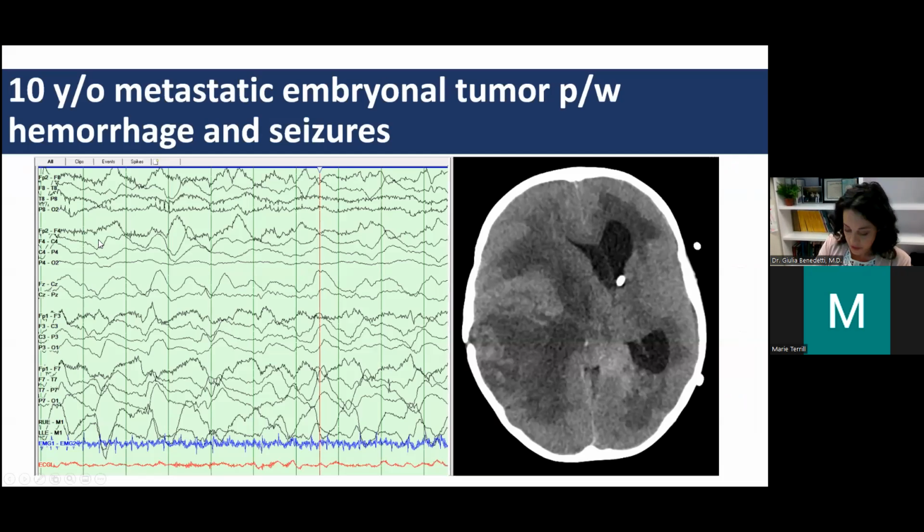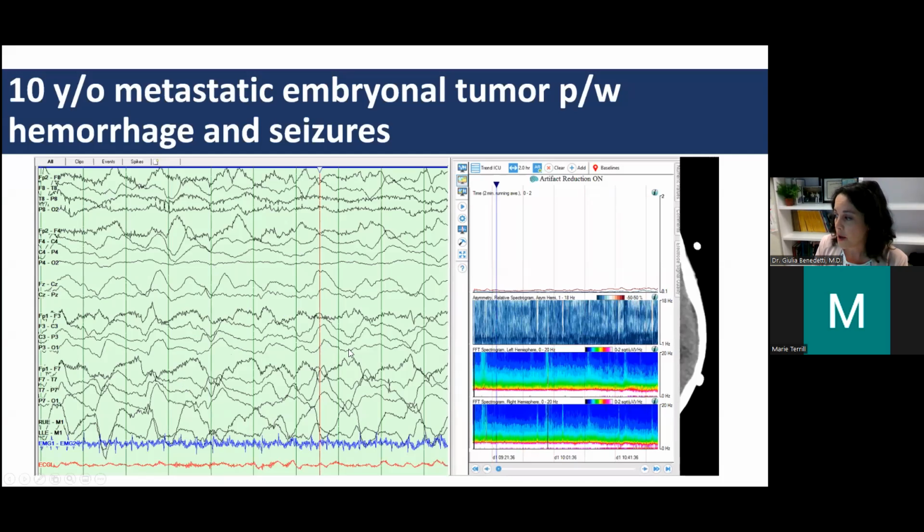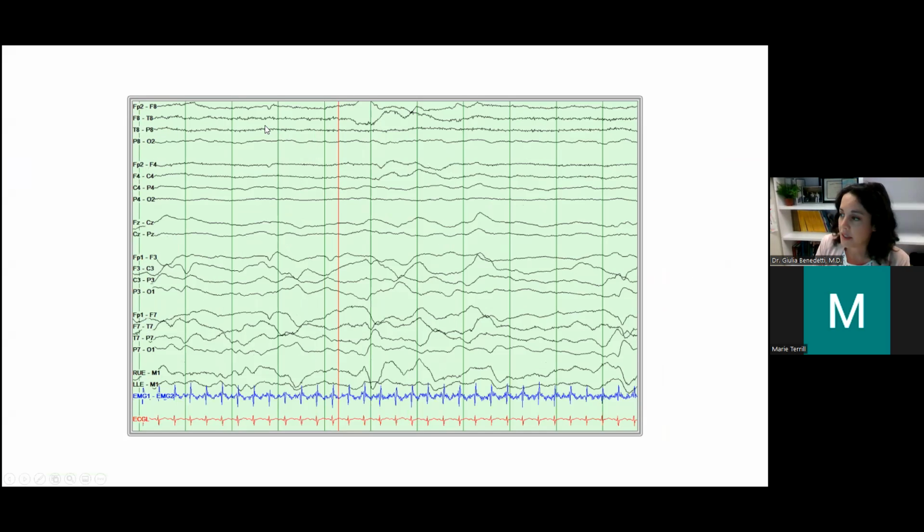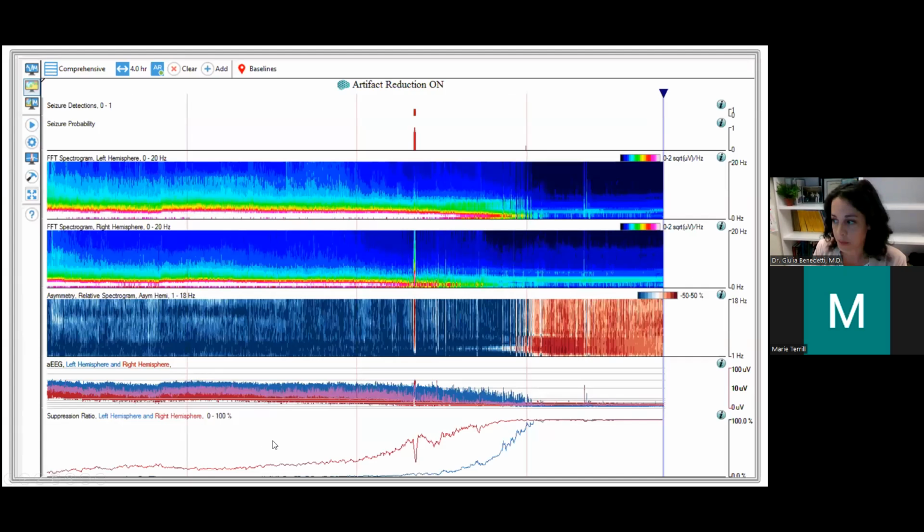So this is a 10-year-old with metastatic tumor to the right hemisphere. You see right hemisphere attenuation. Left hemisphere is also slow, but it's asymmetric. This is his recording at the start of the evening. And then we see the right hemisphere becomes suppressed. The left hemisphere loses complexity, starts to have periods of attenuation, and then both hemispheres become suppressed.